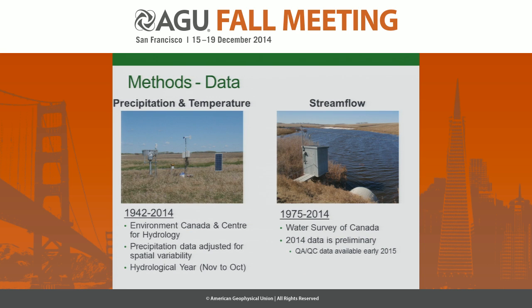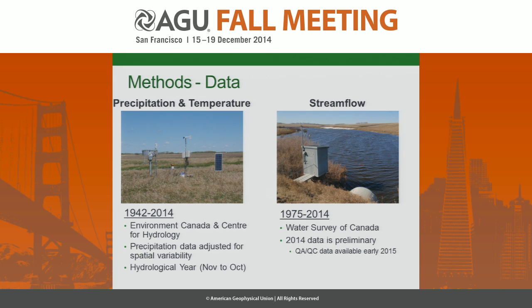So for this study, I gathered precipitation and temperature data from both Environment Canada and the Centre for Hydrology, who had a meteorological station set up in the basin, pictured here. Since I used a few different meteorological stations, that data needed to be adjusted for spatial variability. And just to note that this data follows a hydrological year of November to the following October, to make sure that the proper snow season is matched with the same streamflow season.